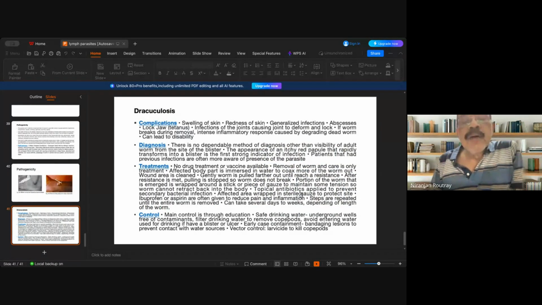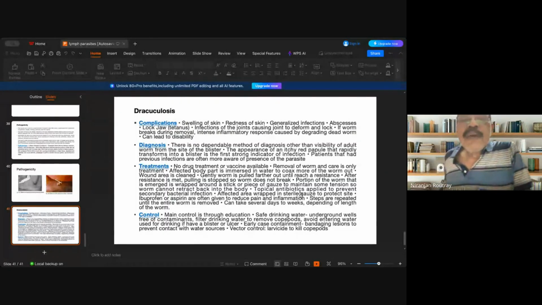Then complications: swelling, redness, abscess, lockjaw, the tetanus ହେଇଗଲା, spores ଚାଲିଗଲା, lockjaw ହେଇଯିବ, joint infection ହେଲେ arthritis of a joint to deform. If worm breaks during removal, inflammation ହବ, calcification ହେଇକିରି ସେଠି ରହିଗଲା, and this calcification may lead to disability in the movement.